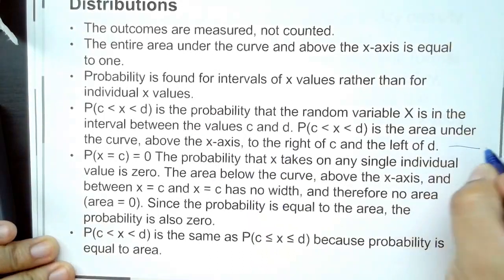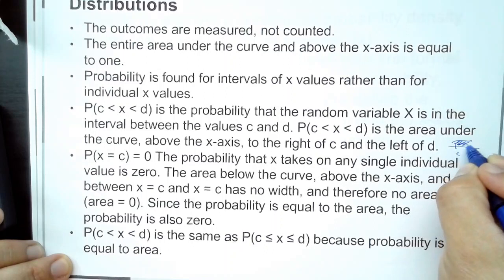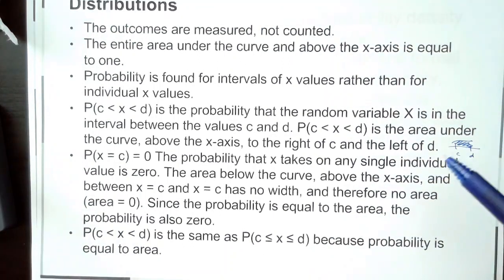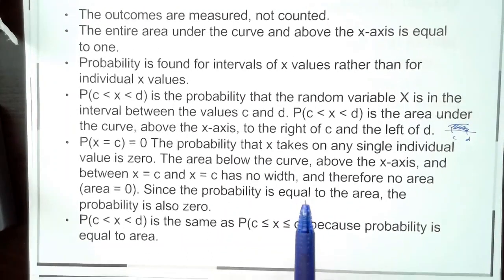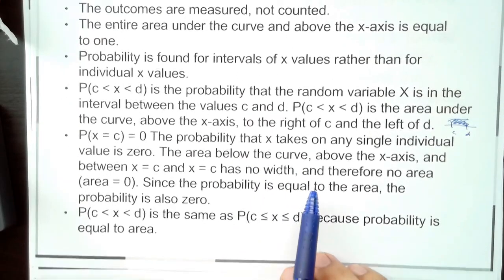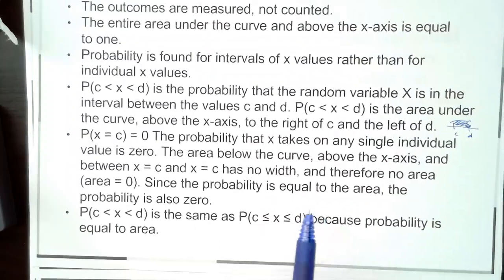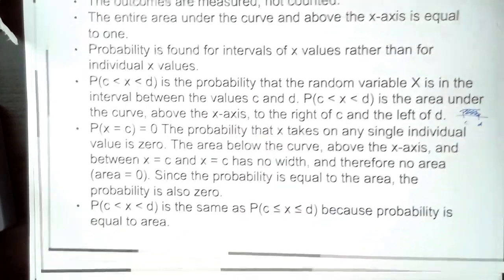So it's kind of like, here's c, here's d, and then you have some function, and here's the area. The probability that x takes on any individual value is 0, because the area under the curve has no width, and therefore there's no area. This is for continuous distributions. So less than and less than or equal to, in this case only, are the same, because the probability is equal to the area.